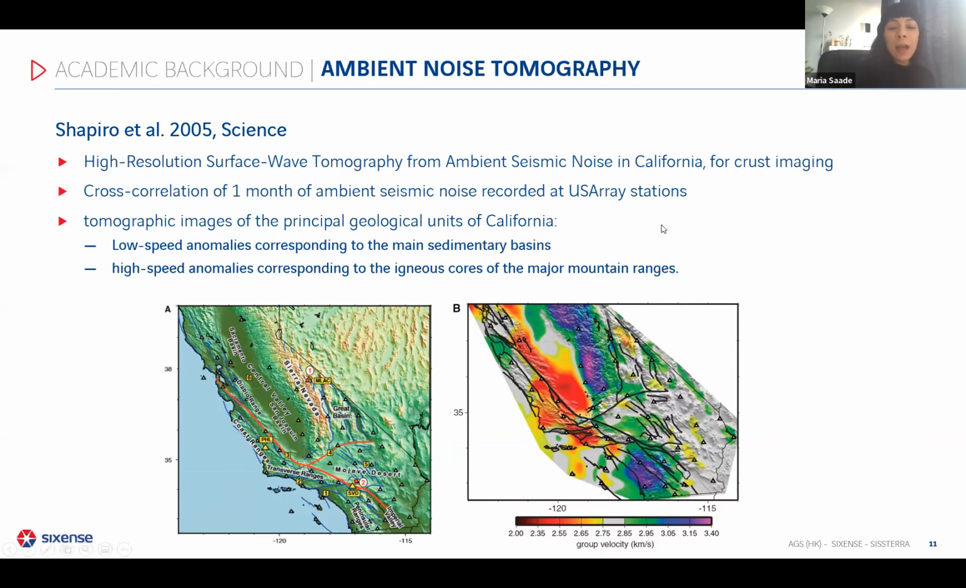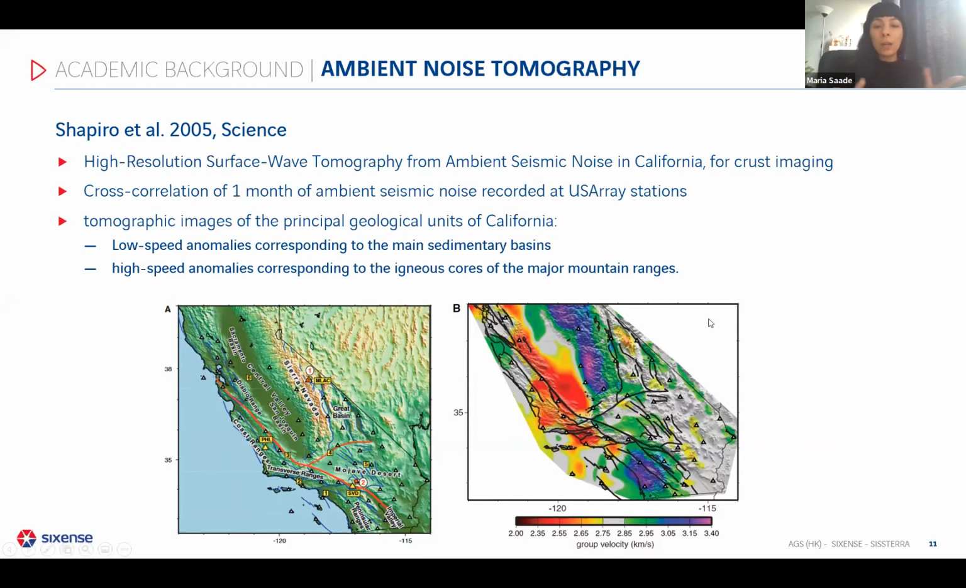For this study, they measured the ambient noise for about 1 month. So they collected data for about 1 month, and they applied the 3D tomography as we see here. This is an image of the subsoil. The colors represent the shear velocity variations along the area of study for a period of 15 seconds.